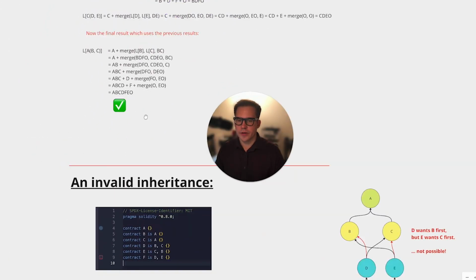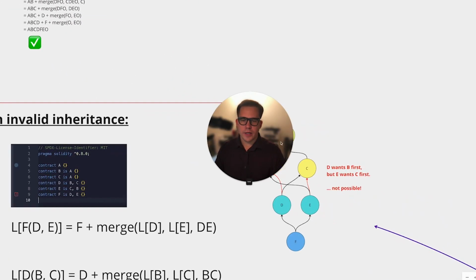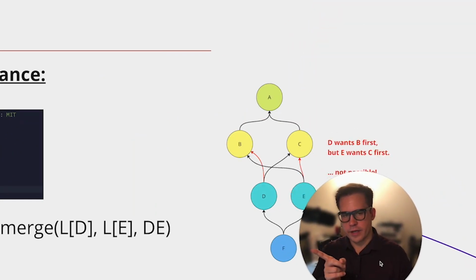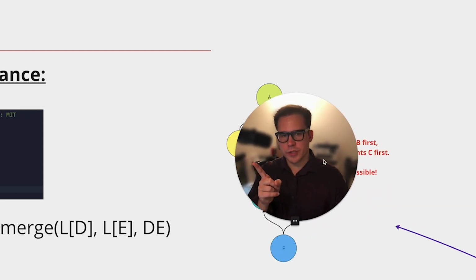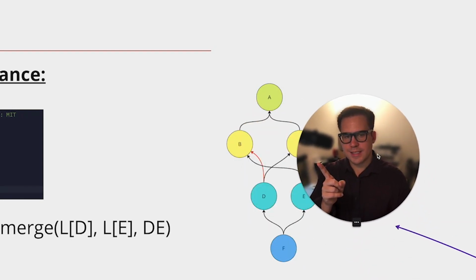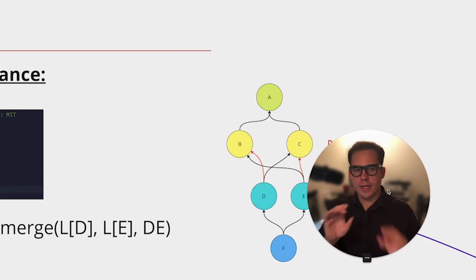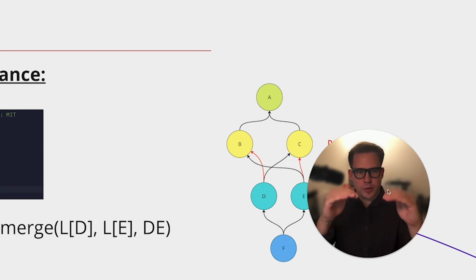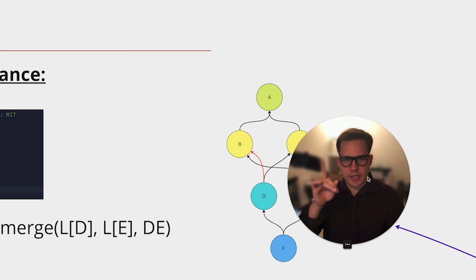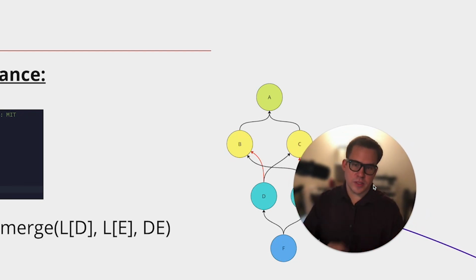Let's look at a case where there is an invalid inheritance. I created a case here where F derives from D and E, and D wants B to be first, and then C. E wants C to be first, and then B. So here, you're going to hit a snag where each of these parent classes, D and E, will want the next child to be a different child. Like one is like, I want B to be next, the other needs C to be next. So that layer can't be completed. You can't go to the next layer, to this yellow layer, because one wants B, the other wants C. So that's going to be a mess.